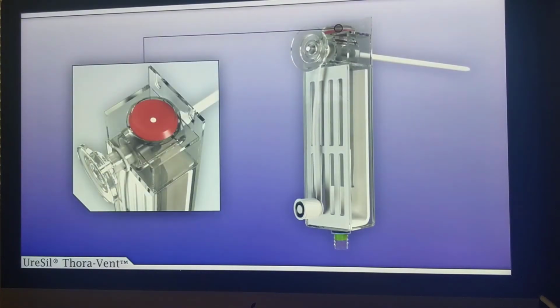The Thora-vent includes a red signal diaphragm in line with the catheter. Fluctuations of the red signal diaphragm demonstrate entry of the catheter through the pleura and into the pleural cavity. The signal diaphragm will continue to fluctuate with respiration until the pneumothorax is resolved.